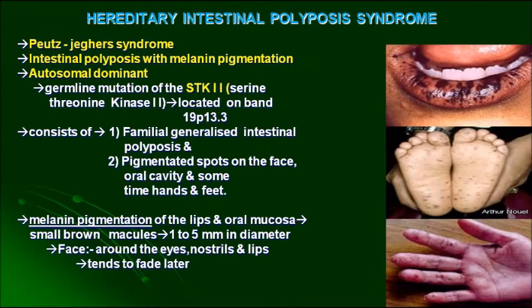See the pictures: you can see melanin pigmentation concentrated on the lips, the lower lip, the surface of the foot, as well as on the palms. You can see pigmentation along with intestinal polyps. This is seen in Peutz-Jeghers syndrome, where there is a germline mutation of STK2.